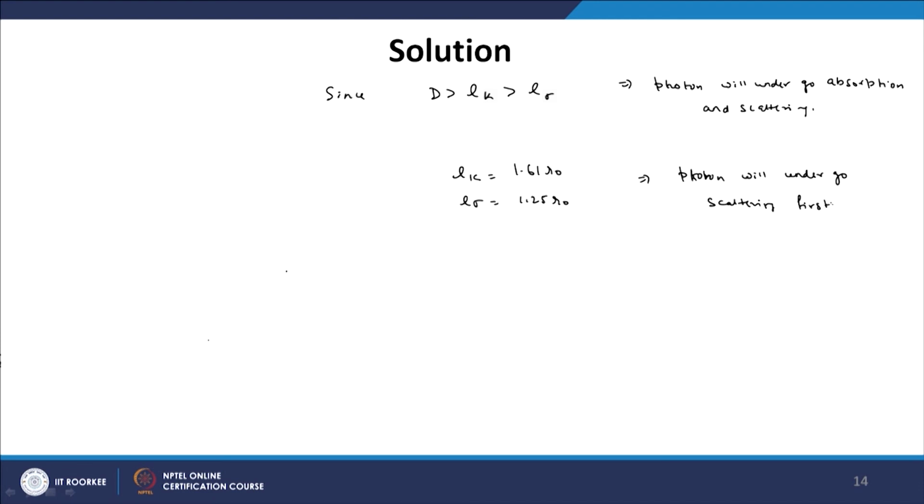After the scattering, the photon may undergo absorption or again scattering. So, let us say it undergoes scattering over 1.25 r naught, and the distance left is L kappa minus L sigma. Now this distance is left, and within this distance the photon may again undergo scattering and absorption.